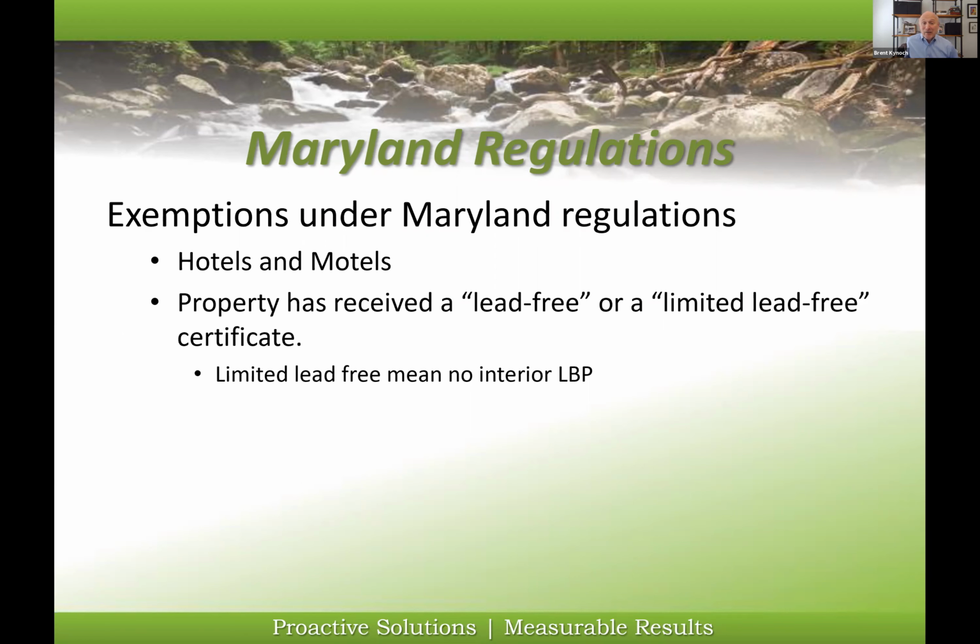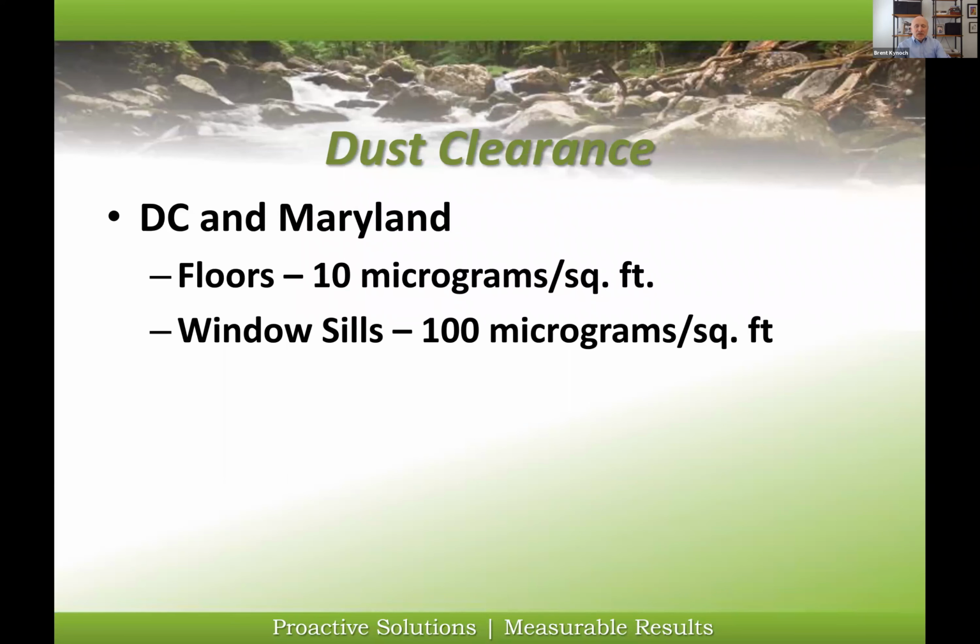We're finding that a lot of people in Maryland, if they just have exterior lead-based paint, are doing what they can to get rid of that paint so that they can eliminate testing in the future. In DC, we don't have that requirement. In DC, if there's lead paint on the interior or the exterior, the dust testing is required. The dust clearance levels, I'm pointing these out to you again, are the new ones that went into effect in December of 2020: 10 micrograms per square foot on floors and 100 micrograms per square foot on windowsills.